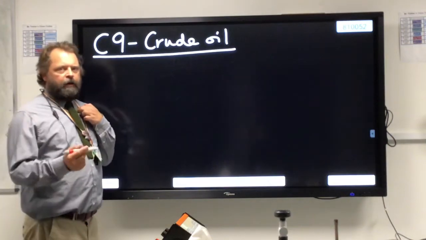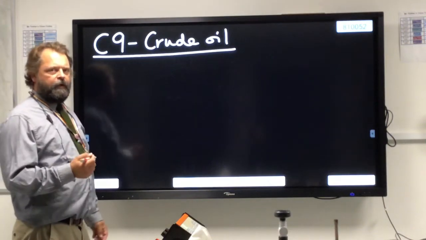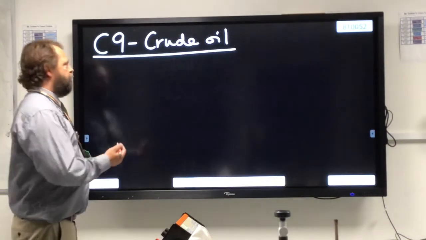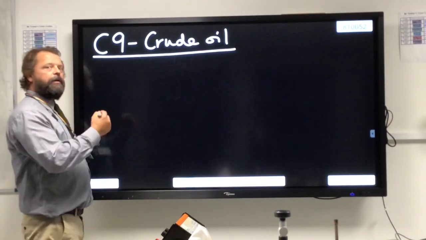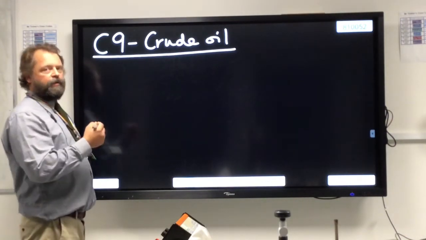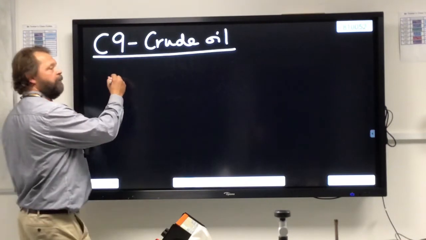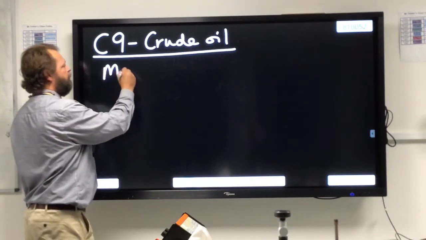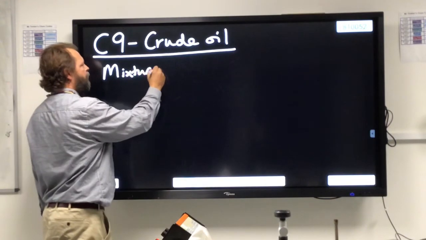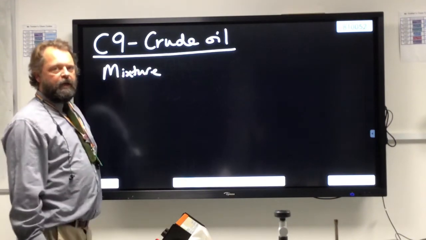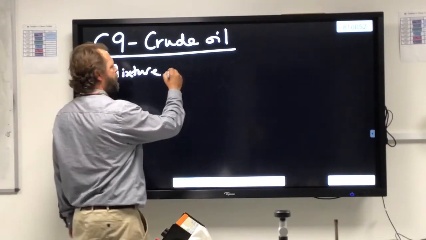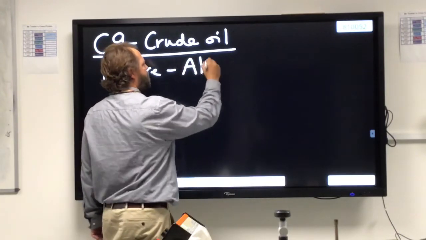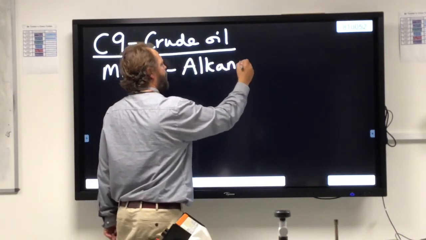Okay everyone, we are going to continue with a bit of work on calculations, but to answer the next question we're going to revise a small section of crude oil which is on your mock exam. So we should know that crude oil is a mixture and that mixture of compounds that make up crude oil are mostly from a family called the alkanes.